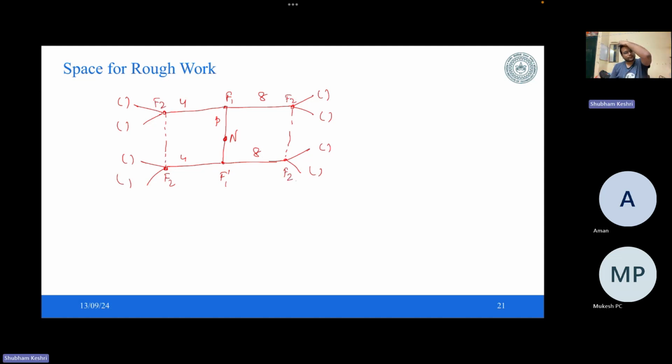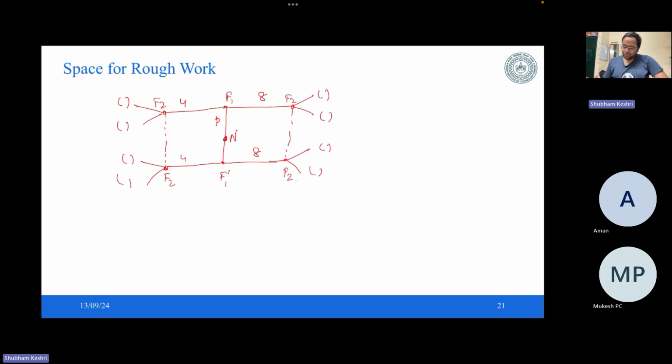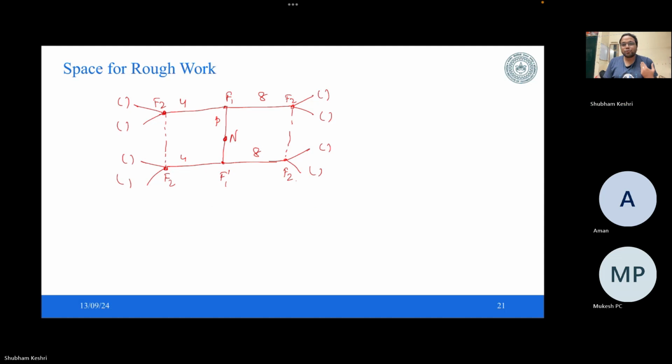All right. Now, when we talk about perfect Bayesian Nash equilibrium, stating just the strategy is not complete. You have to talk about beliefs. So what will firm 2 do? Firm 2 will say, suppose Q2 is either 4 or 8, so I will play 4, assuming that my belief is firm 1 is of type 1, with some probability mu.